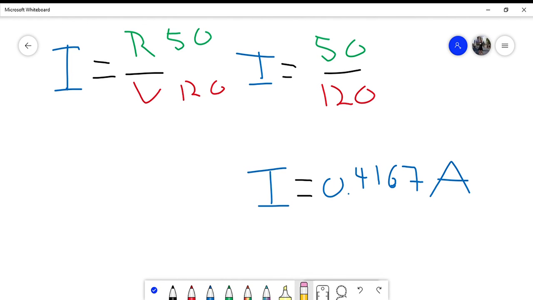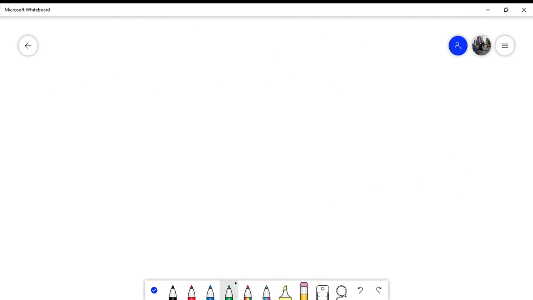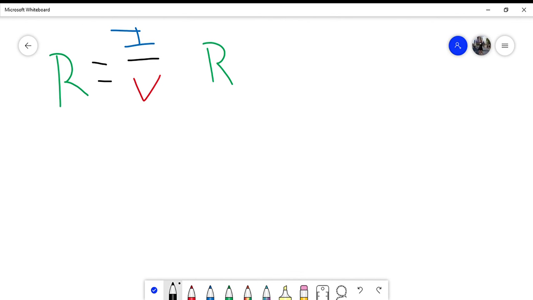And so in our next and last practice problem, we're going to be solving for resistance. So resistance is equal to current over voltage. So in this problem, our current is 2 amps and our voltage is 6 volts. Sorry, I skipped a little bit. And so in this problem, our resistance is equal to 2 over 6.